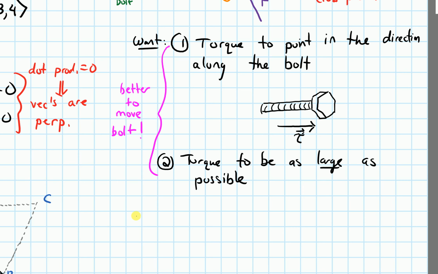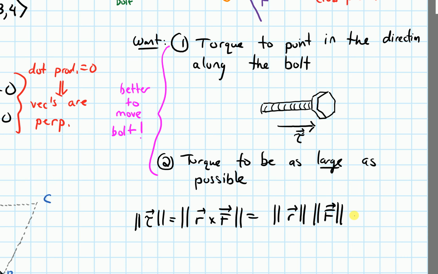Okay, so how do we make this happen? We want the torque to be as large as possible, so let's look at its length. The length of the torque vector would be the length of r cross f. But we know how to take the length of a cross product. That's the length of the first vector times the length of the second vector times the sine of the angle in between them, sine of theta.